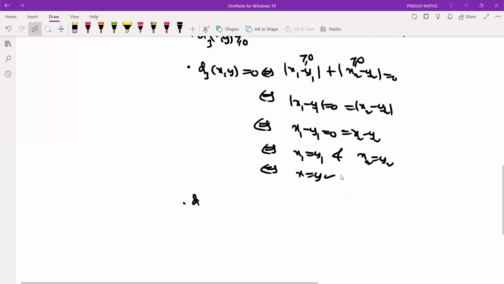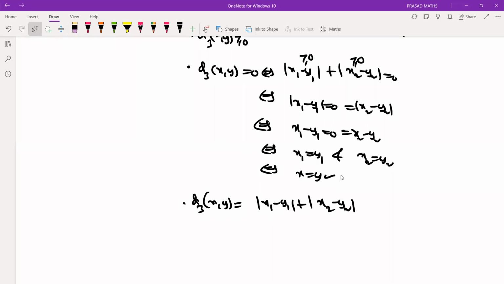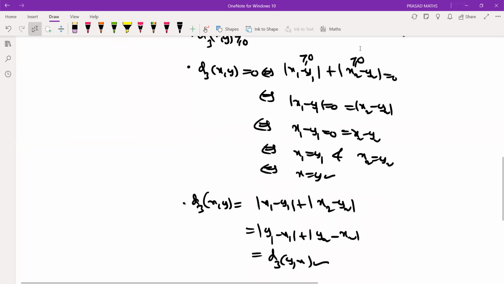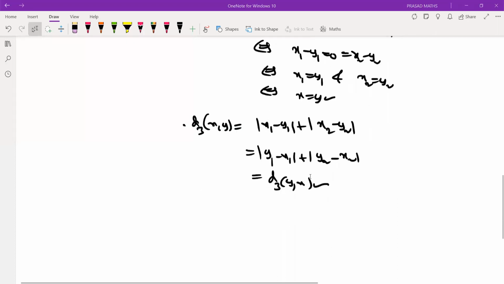And d3 is always symmetric because the modulus is there. Mod of x1 minus y1 plus mod of x2 minus y2 is equal to mod of y1 minus x1 plus mod of y2 minus x2, because mod of x is equal to mod of minus x. That is exactly the distance between y and x. So the distance satisfies the symmetric property.